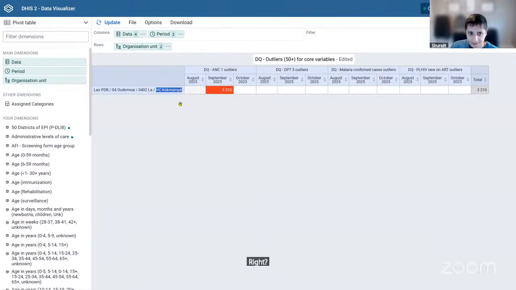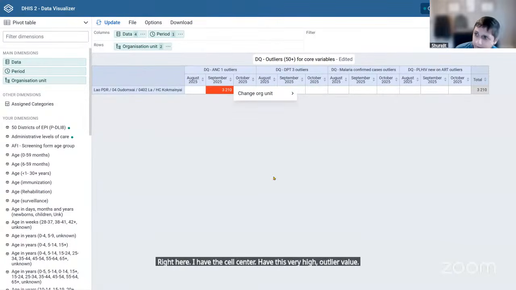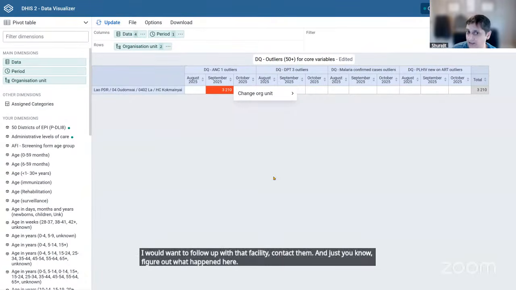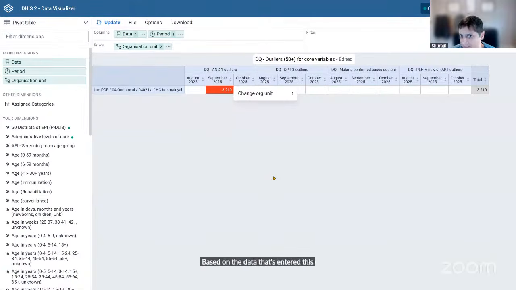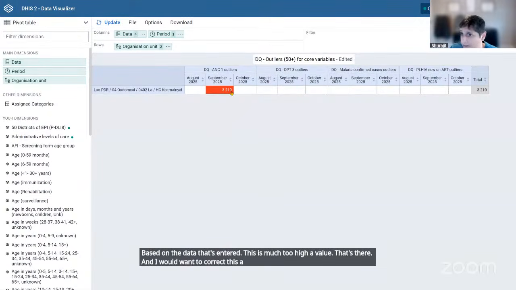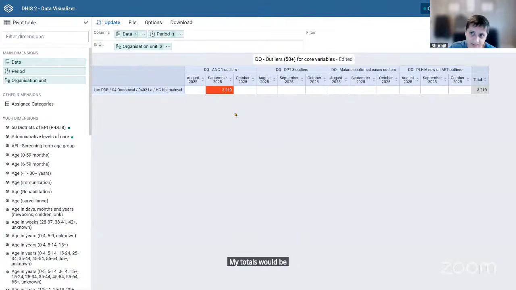Right here, I have this health center, I have this very high outlier value. I would want to follow up with that facility, contact them, and just figure out what happened here. Based on the data that's entered, this is much too high a value. That's there, and I would want to correct this. As if I were to look at ANC1 coverage, either in this facility, this district, or even my country, my totals would be thrown off because of these very high outlier values.